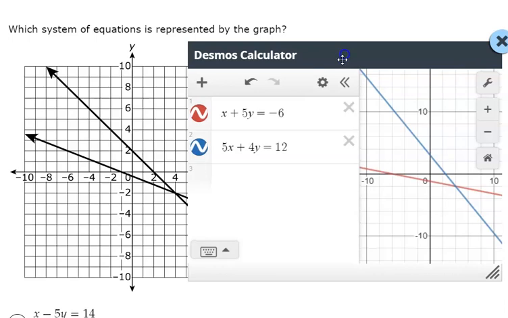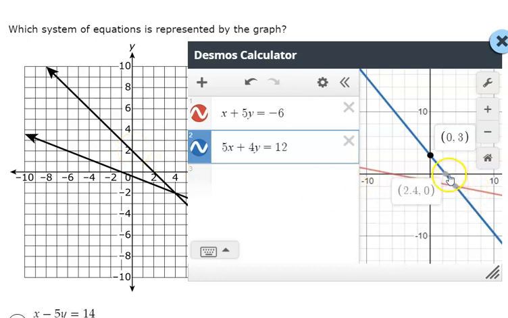So a couple of things you can check. Do they cross the y-axis in the right spot? So if I click this number here, that says 0.3. It looks to me like this crosses at 0.2 though, so this is not quite right. The x-intercept, it says here is 2.4. Well, here it looks like it's a +2. So I don't think this is the right answer.